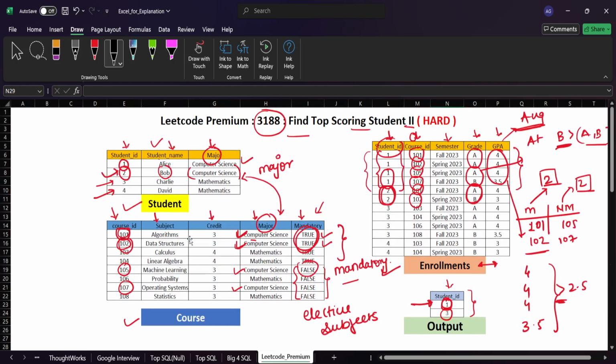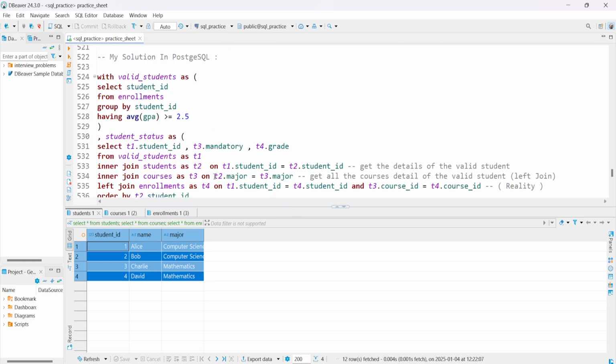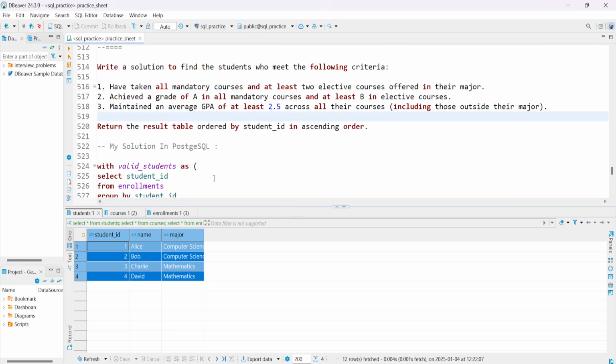Now you can pause the video and try to write the solution by yourself also, right? So I will be moving with the solution. Okay, so we discussed the problem and the approach. Now let's see the solution.